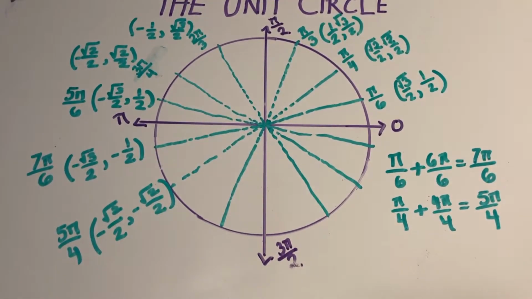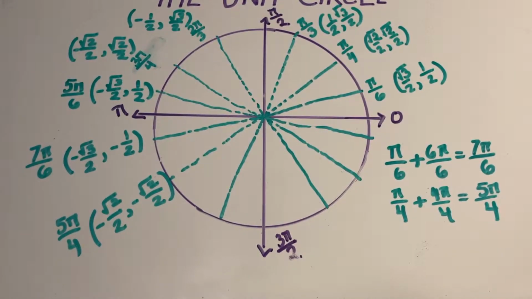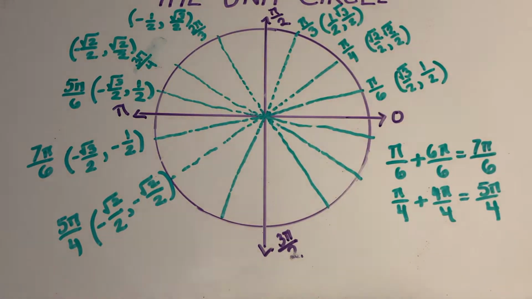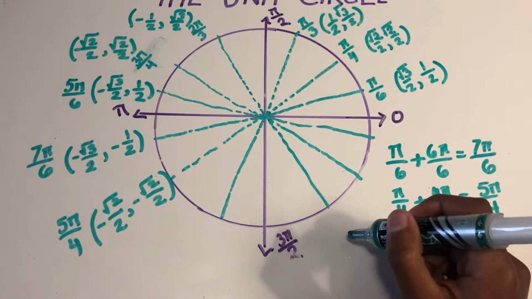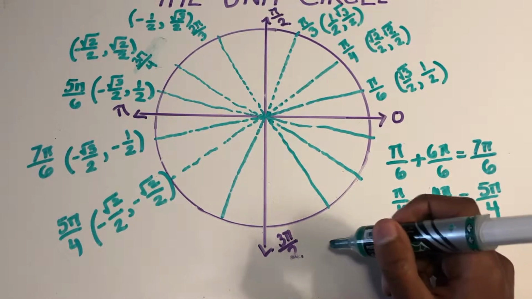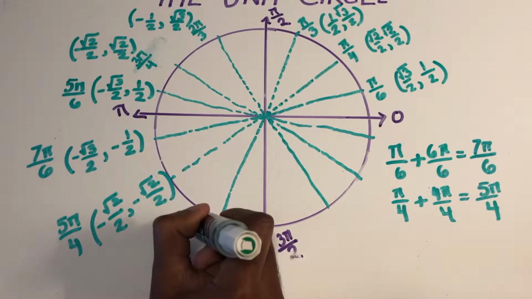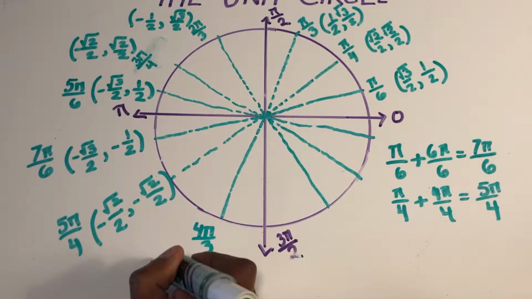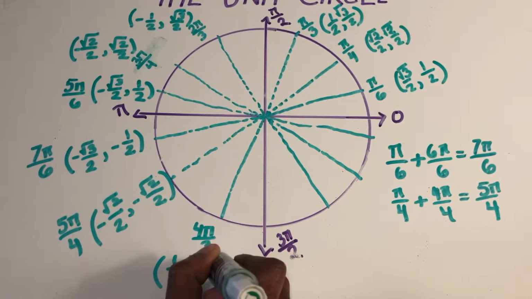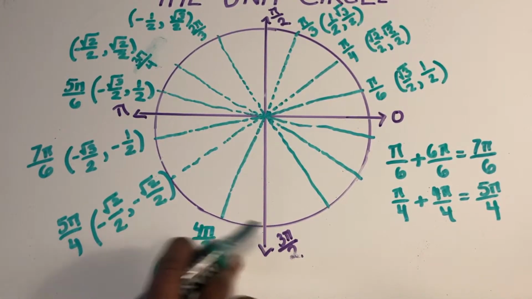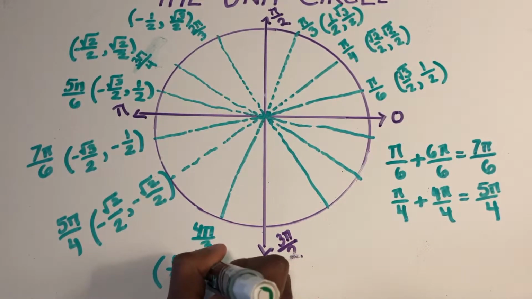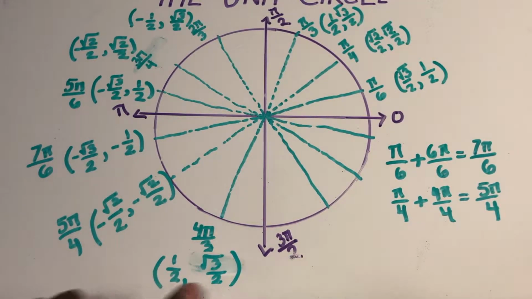Let me move this just a little bit to make enough space. Here we have pi over 3 on the other side. If we add pi, we're going to get pi over 3 plus 3 pi over 3. That's going to give us 4 pi over 3. So this is 4 pi over 3. The corresponding ordered pair is half and radical 3 over 2. Both negatives.